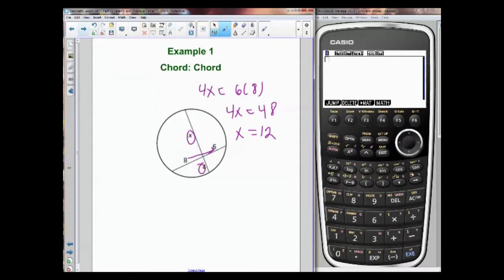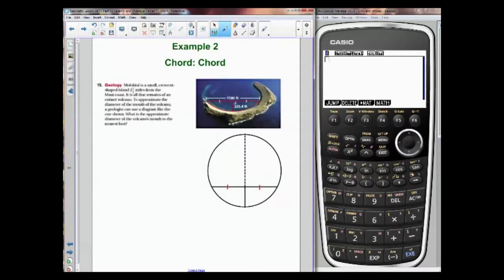Okay, let's take a look at another example with a little bit more application to it. And we got Molokini, a tiny little island. It's not as fun as Kahoolawe where you can actually blow up goats. But anyway, Molokini, we got 2.5 miles off the Maui coast, blah, blah, blah. So half the time I don't even read these word problems. I just go right to here and go, look at that.